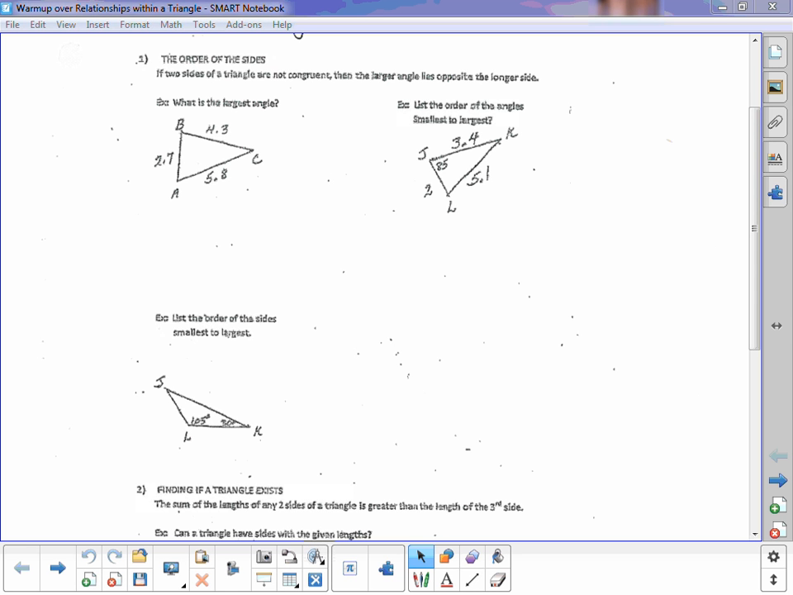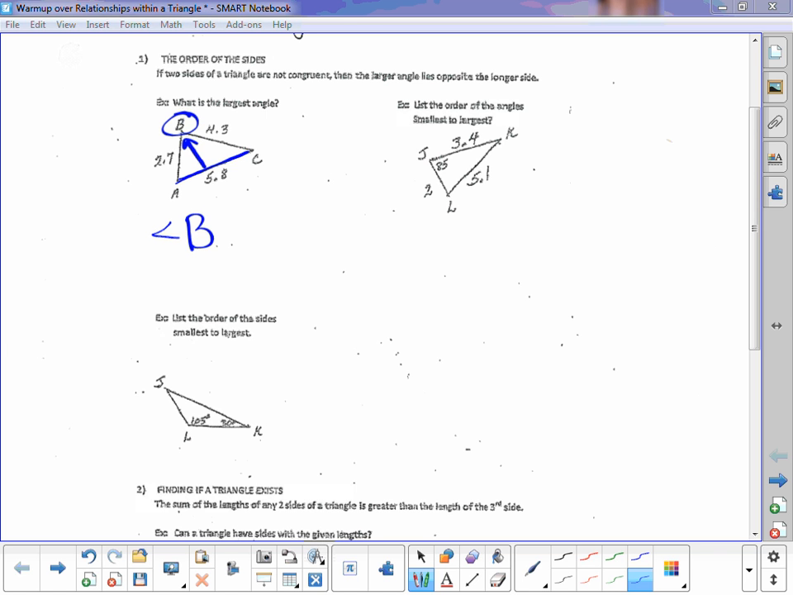Yeah. Good. All right, so for number one, we're talking about ordering the sides and ordering the angles based upon the information given to you. So this first example, what is the largest angle? What was our answer for this? Angle B. How did I know that angle B was my largest angle? Opposite of the largest side. So AC is the longest side, which means angle B must be the largest angle.